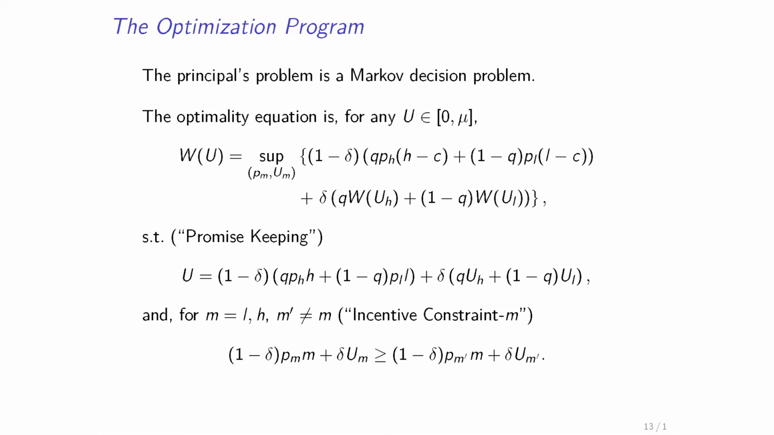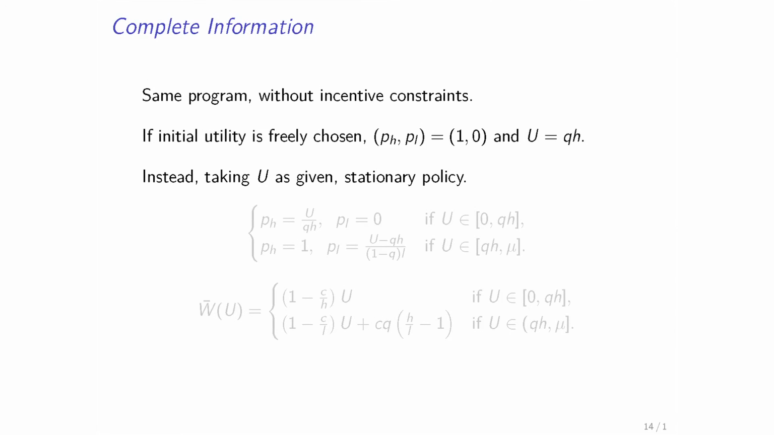Now, I'd like to start with a complete information case. So this is the same program without the incentive compatibility constraint. So we still keep the promise keeping constraint. Now, if that is the case, also if the initial promised utility is freely chosen, we know that the best thing to do for the principal is to supply the good if and only if the valuation is high. So that is a stationary first best policy. And the promised utility for the agent is constant and fixed at QH.